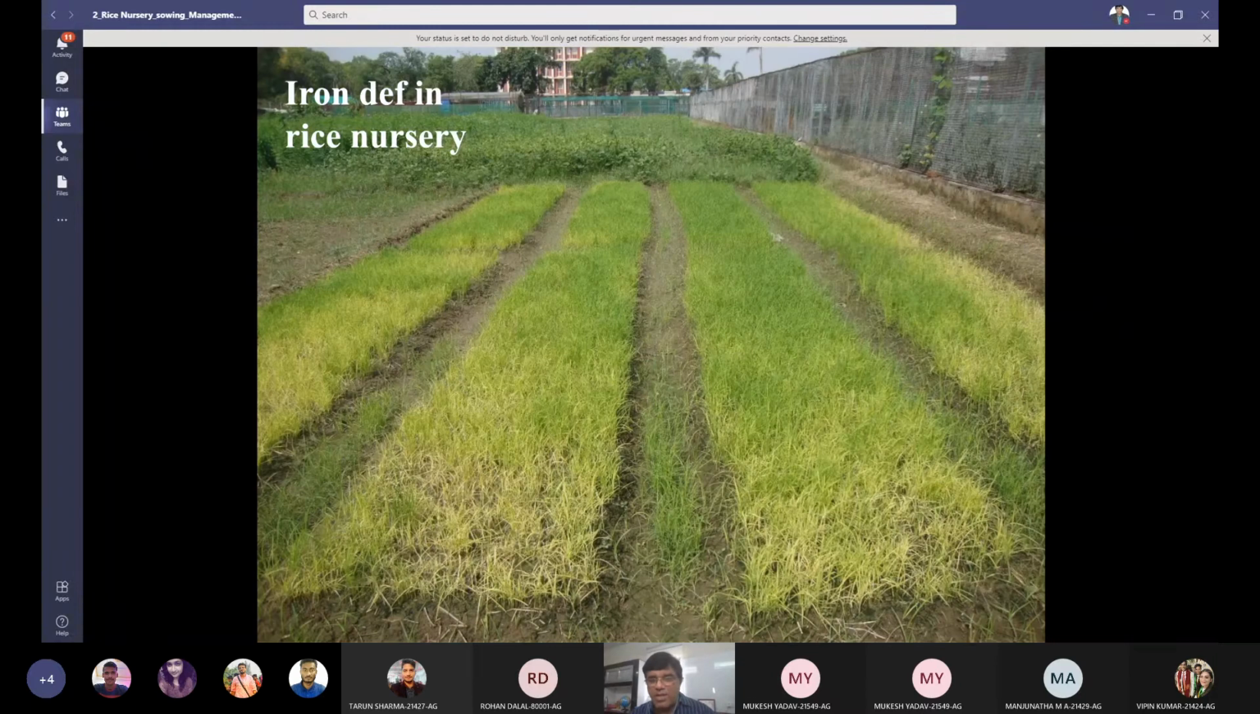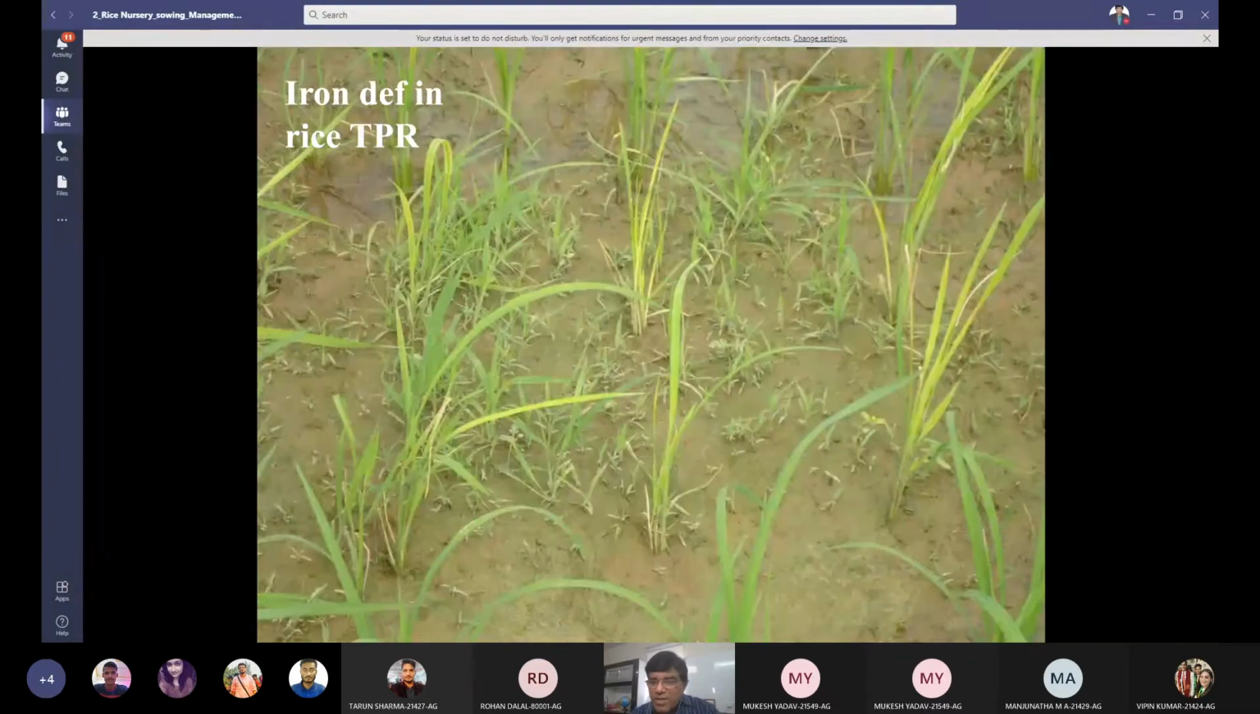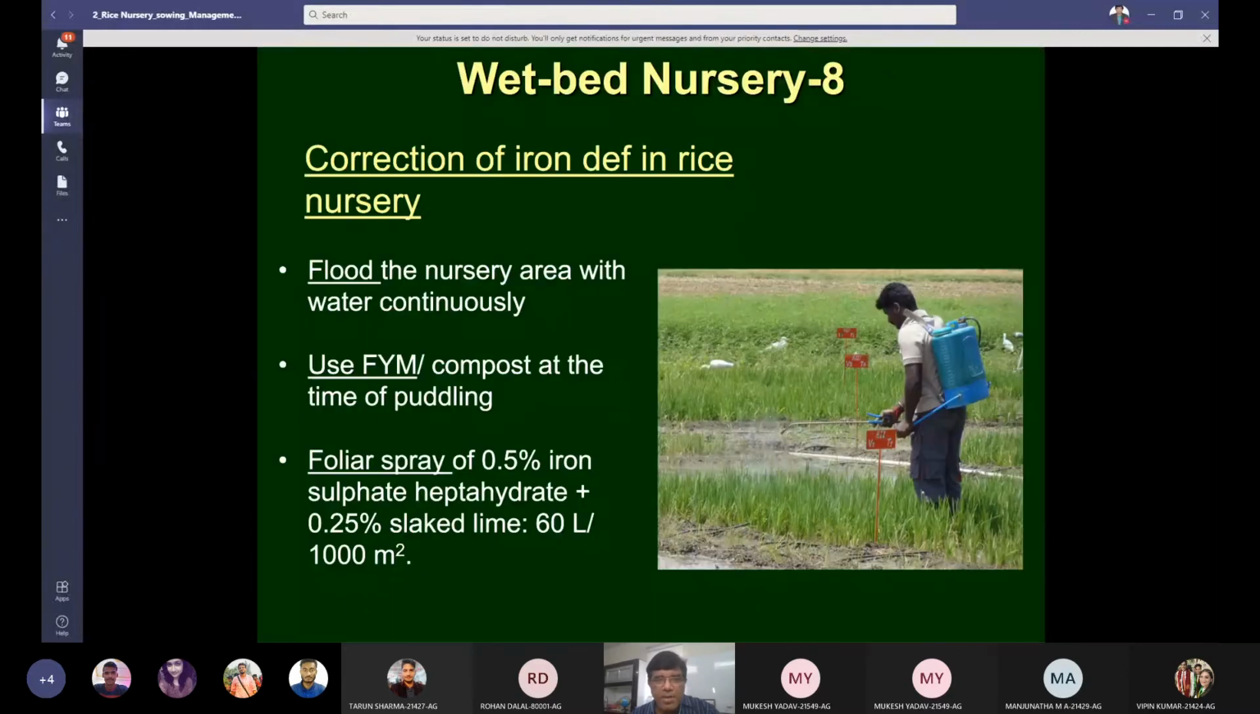So see one more example of iron deficiency in rice nurseries. It is quite common when you grow rice nursery by aerobic methods or dry bed nursery. This is in the field, your nursery or say direct seeded rice. Even transplanted rice can have iron deficiency if water is not there.